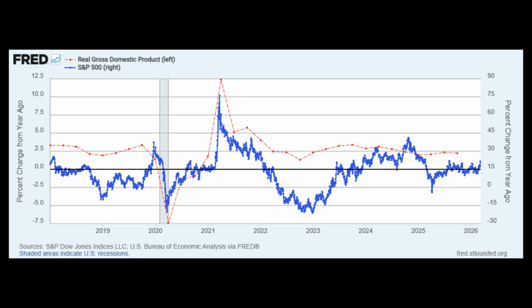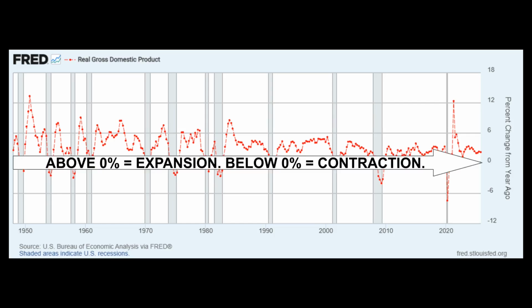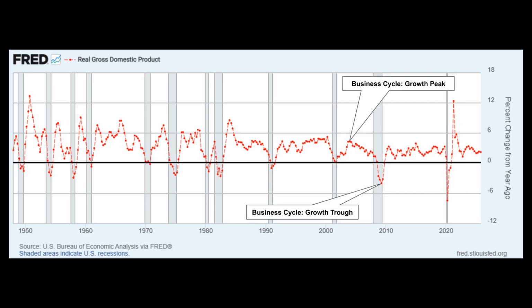Chart: Annualized GDP growth versus S&P 500 annual returns. Stocks correlate with GDP. On a year-over-year basis, these fluctuations in economic activity are known as the business cycle. When GDP expands, stock returns are typically positive. When it contracts, returns often turn negative. The cycle moves through peaks and troughs, shifting from growth to contraction.